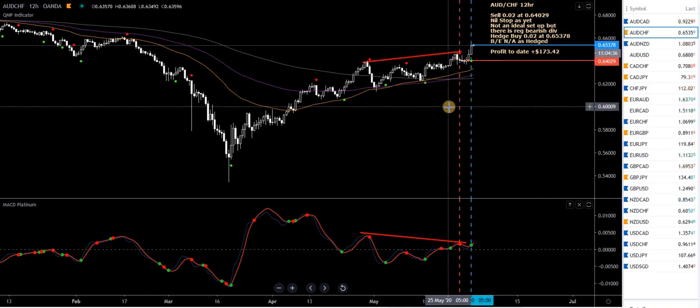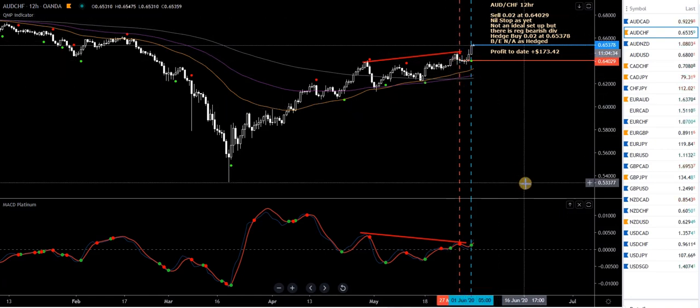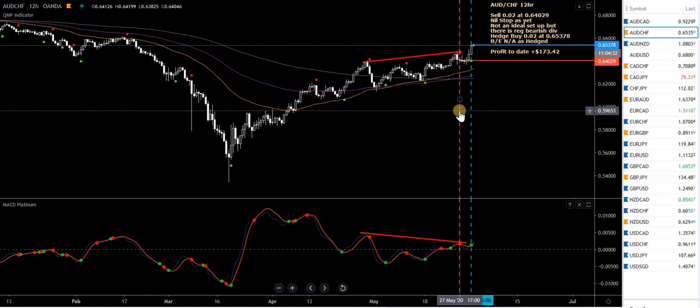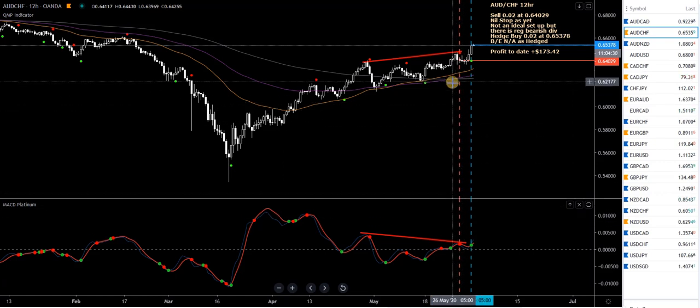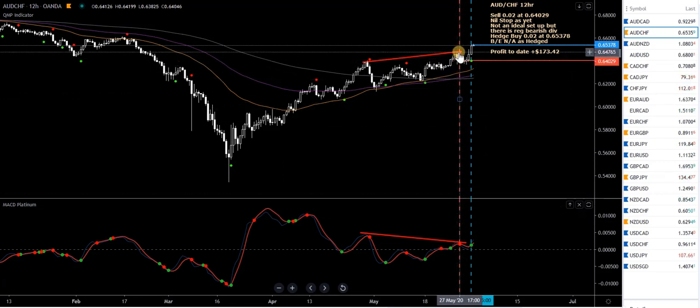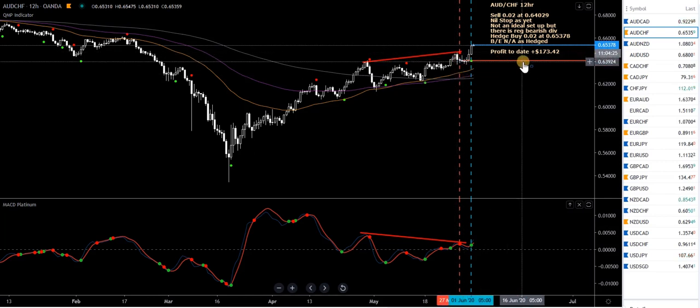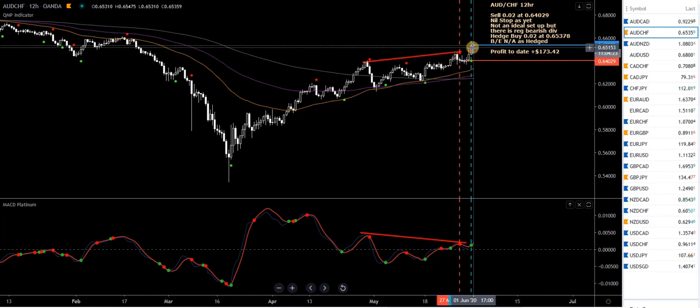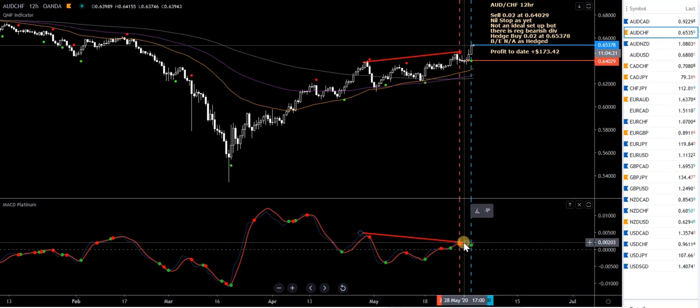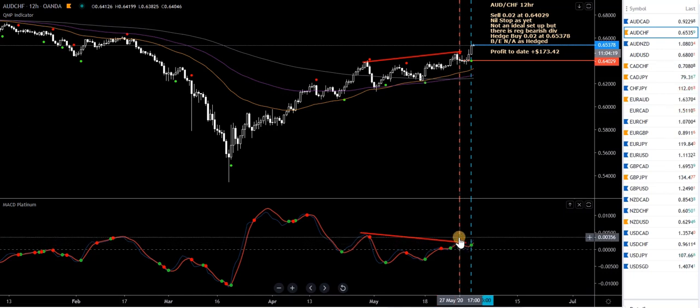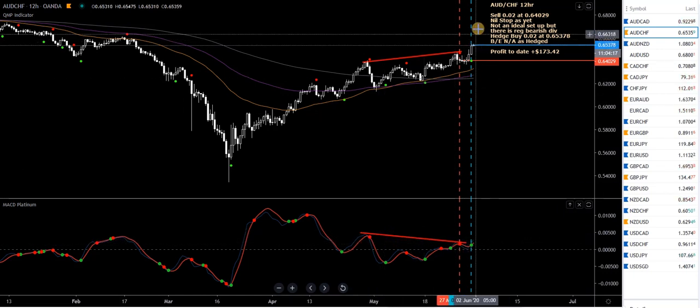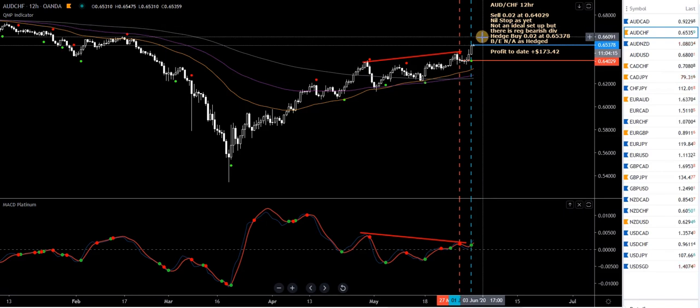I generally go left to right and top down in my trades. So sells are designated by the red lines, the red vertical dash line and the solid red horizontal, buys by the blue. So this is Oz Swiss. I took a sell here. The MACD Platinum is above the zero level. You can read my notes there.